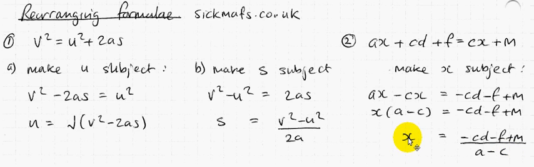So the simple thing is, when you've got a letter repeated more than once and you want to make it the subject, simply bring those letters together and then factorize to really extract it, and then you basically have the answer.